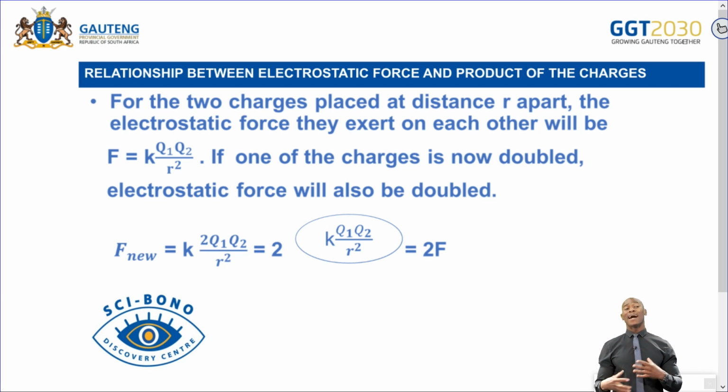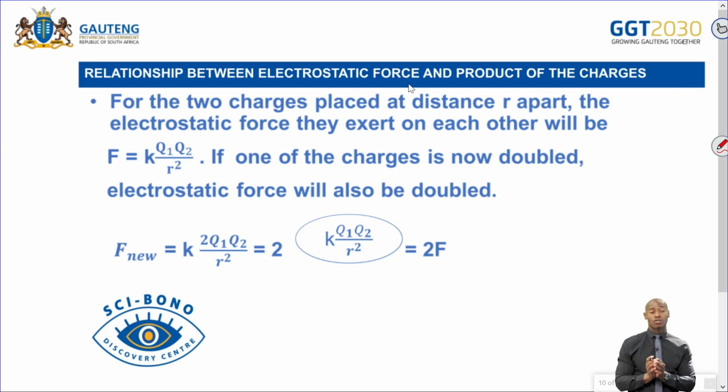So if you want the magnitude of the force that the two point charges exert on each other, this is the equation that we have to use. F equals K Q1 Q2 over r squared, where F is the electrostatic force measured in newtons, and K is a constant, which is 9 times 10 to the power 9. That constant is there on your data sheet, so there's no need for you to memorize that value. Even the equation itself is there on your data sheet.